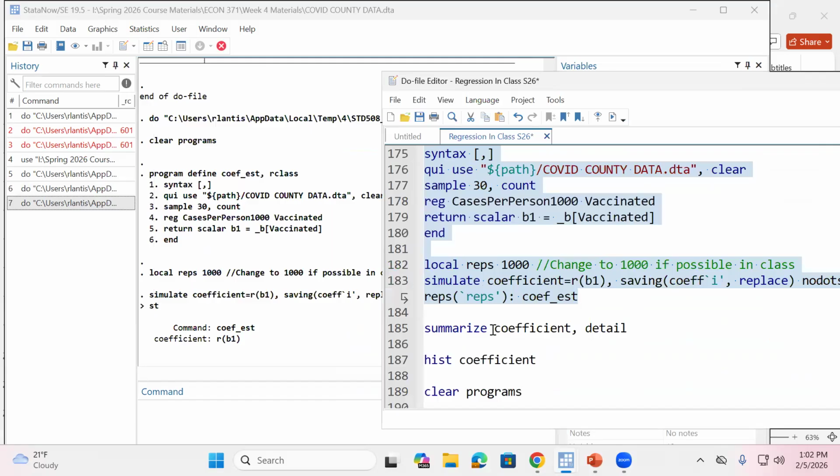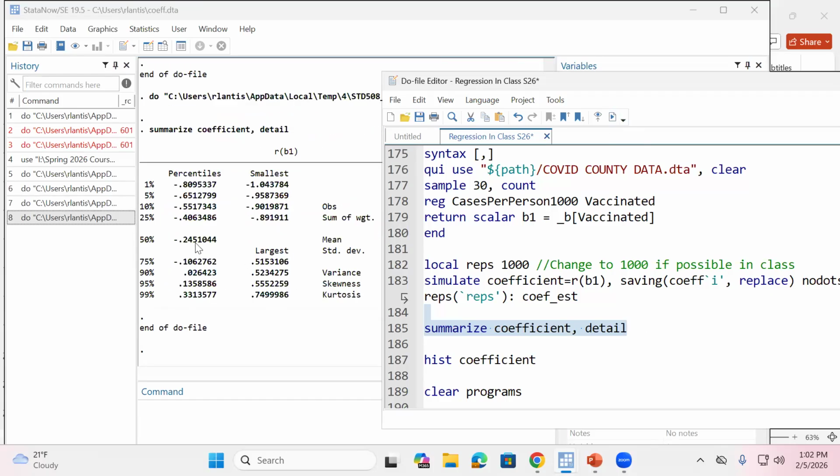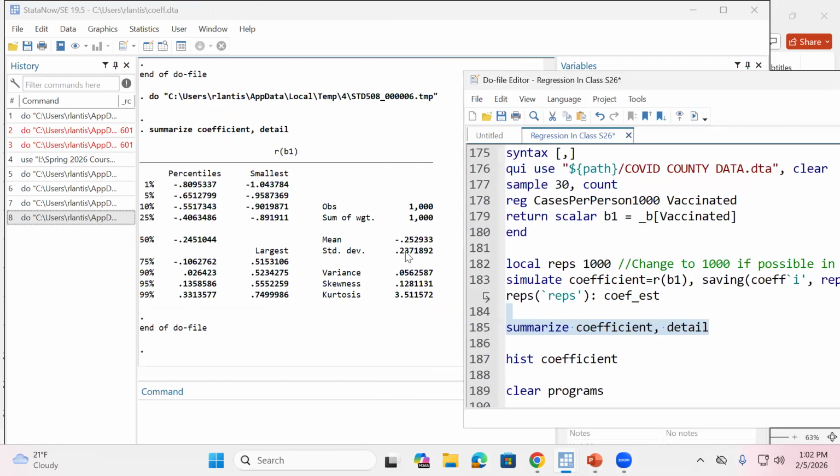So I now have 1,000 different sample coefficients. If I summarize this, the mean of those sample coefficients should be whatever that true population coefficient is, right? The distribution should be centered around that value. Sure enough, what is the mean of those 1,000 different sample coefficients? Negative 0.25. Now it's going to be a little bit off because if I really had to prove this to you, I'd have to have an infinite number of samples, right? Which you can never truly prove to yourself with data.